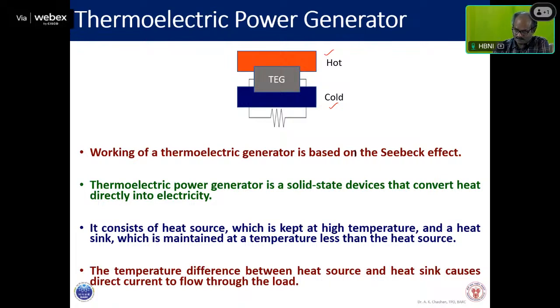So the temperature difference between heat source and heat sink causes direct current to flow through the load. One thing is that here also we have direct current, as we were having in the solar cell. In solar cells also we were generating DC. Here also we are generating DC.